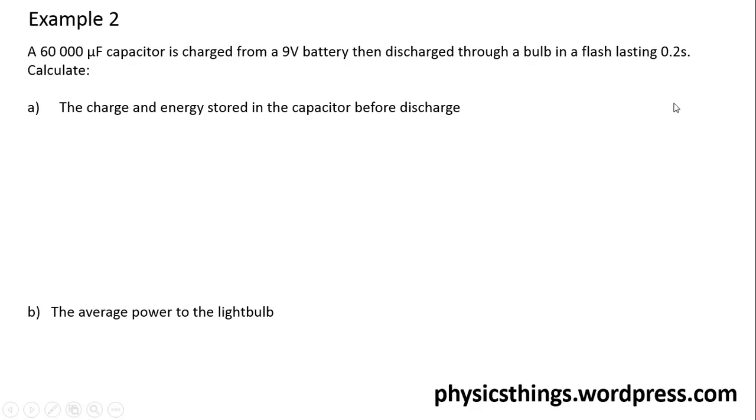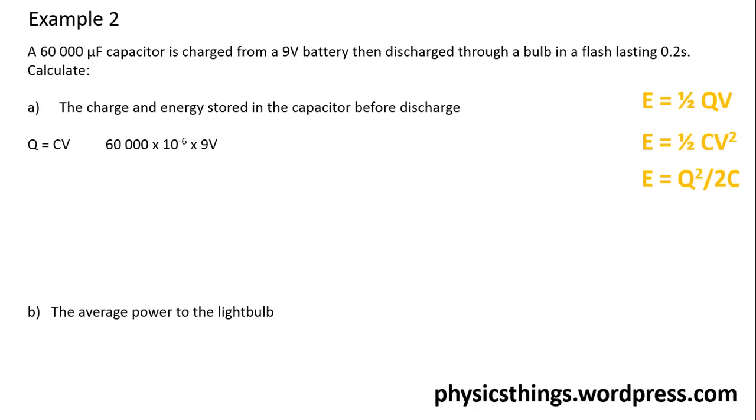Well, for the charge, and let's not forget our energy equations, I can use Q equals CV, rearrange my capacitor equation, plug my numbers in, C, 60,000 microfarads, V is my 9 volts, and I get a charge of 0.54 coulombs. How do I work out the energy stored in the capacitor?